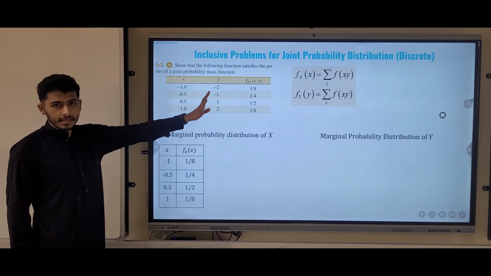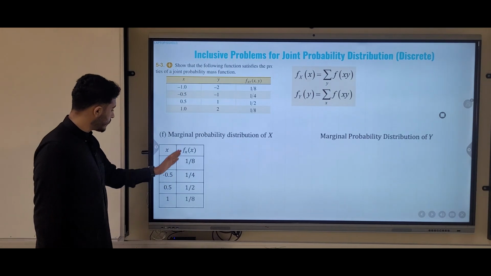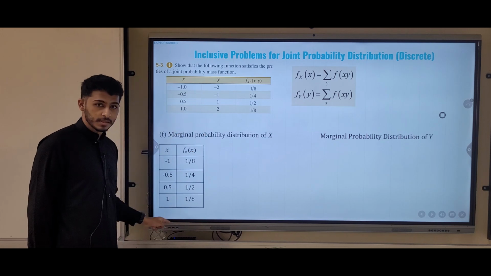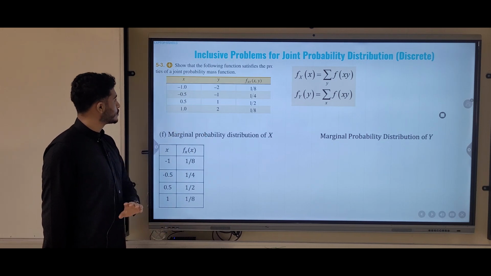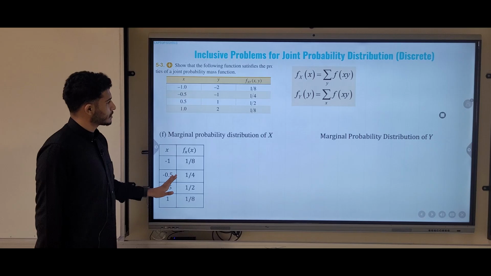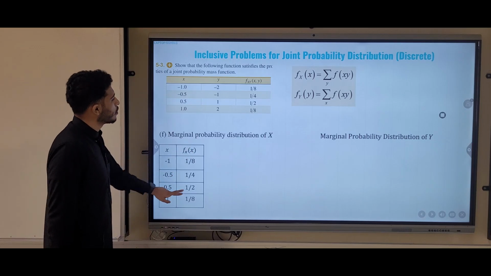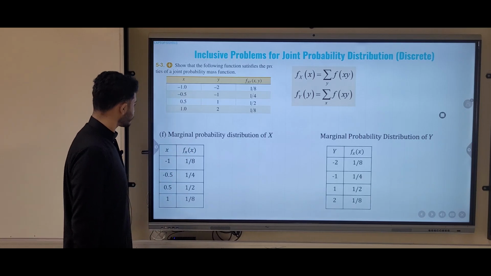You can use the mathematical expression to see why we have the values here exactly the same as the ones here. But I'll leave it to you. This is the marginal that we are trying to find. The same thing goes for y also.